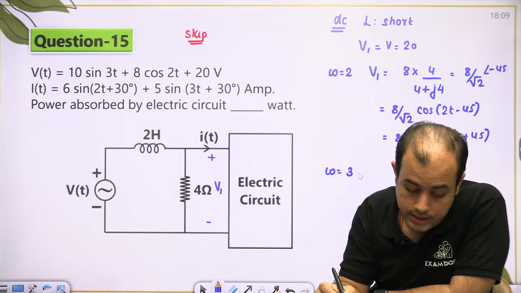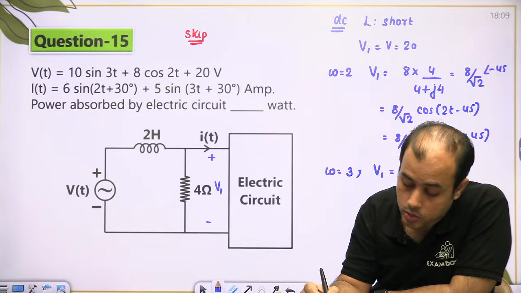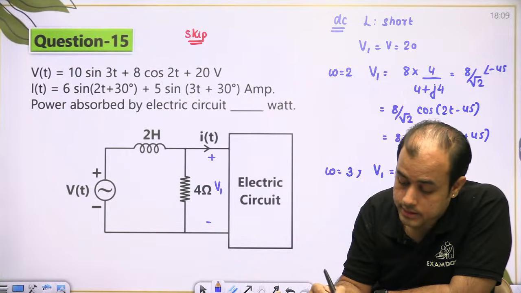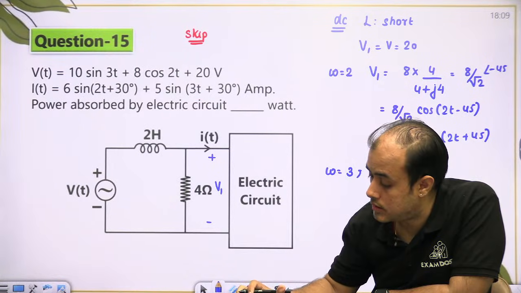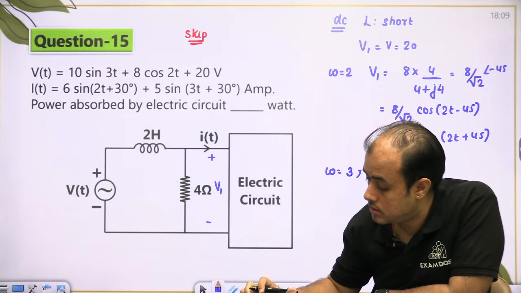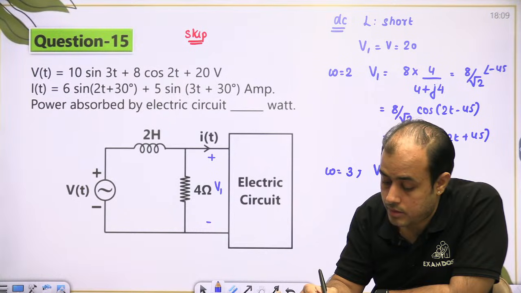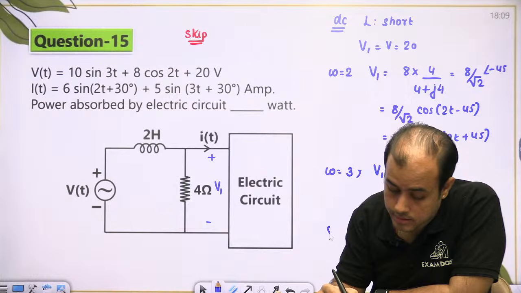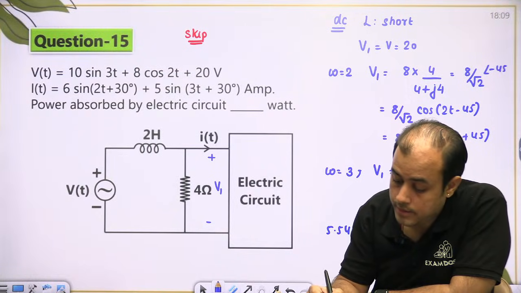Omega equal to 3. V1 will be 10 into resistance is 4, 4 plus j6. 40 by 4 plus iota into 6. 5.547 minus 56.3. Okay.